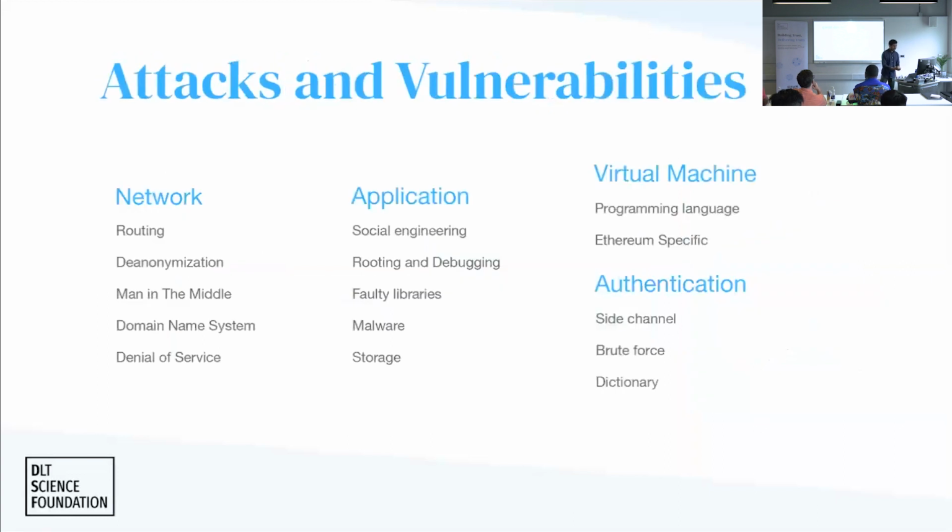So in our research, we were discussing a possible set of attacks. These were the different attacks that were possible. On the network side, we have routing, de-anonymization, man in the middle, domain name system, and denial of service. And on the application side, we have social engineering, routing and debugging, faulty libraries, malware, storage, and these are the programming vulnerabilities for smart contract wallets, and as well, this is for the authentication.